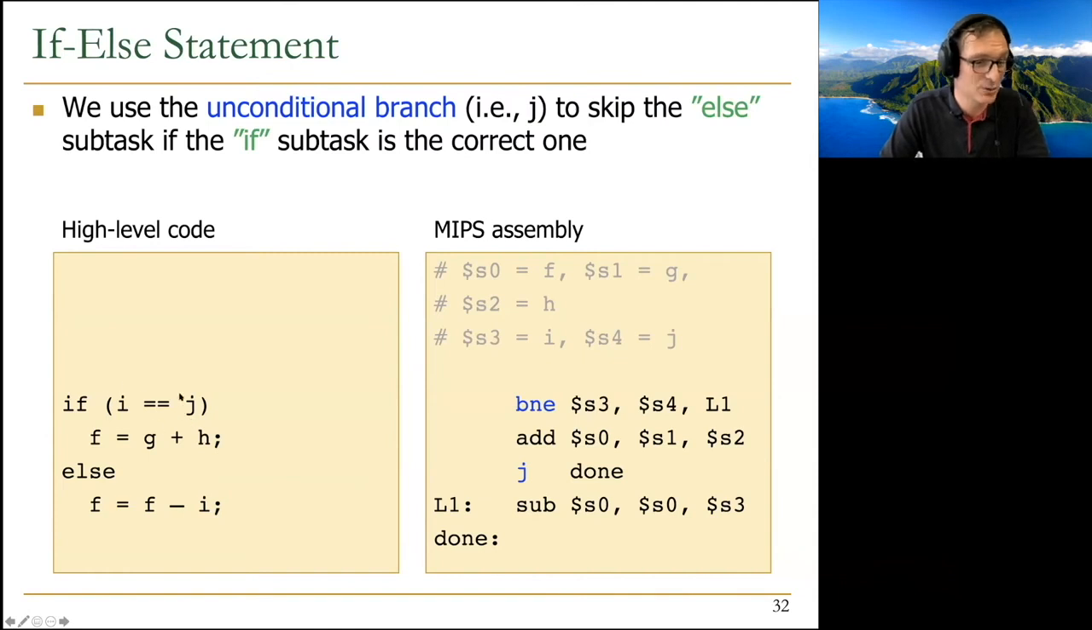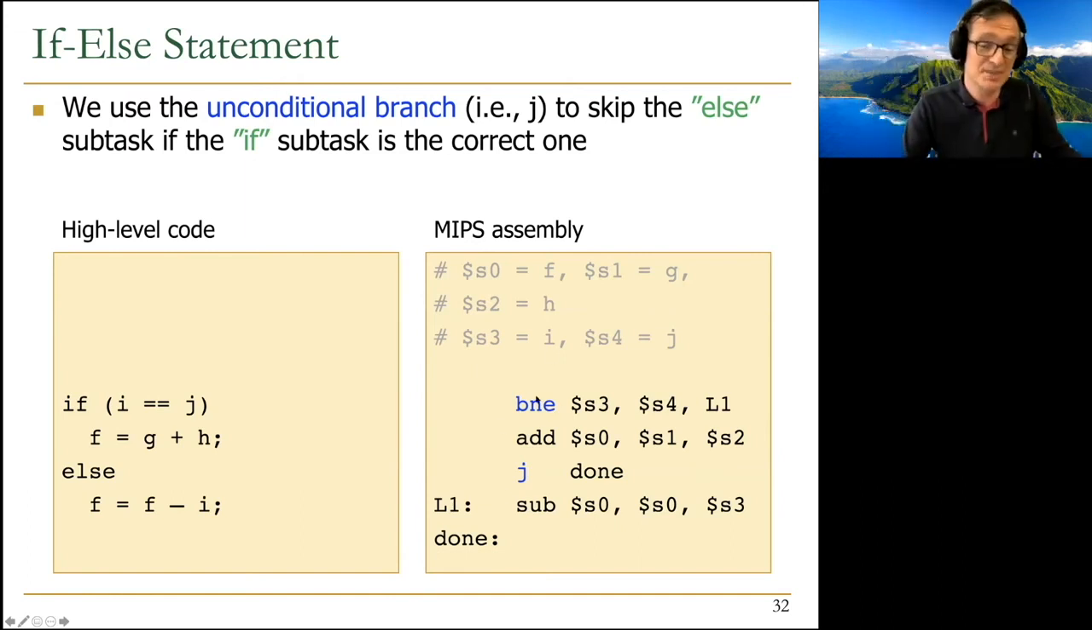Because if I is not equal to J, we do F equals F minus I, which is implemented by the subtract instruction. But if this branch condition is not true, we do the add, but we should not do the else. To enable that, we have an unconditional jump. Basically, if we do the add, we should jump to done and skip the subtract. So hopefully that's clear. To implement an if and else statement, you need two branches. One is a conditional branch, and the other is an unconditional jump that skips the else part, right?